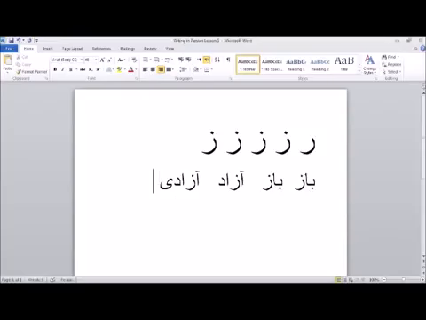Now, z, a, n, b, u, r. Zanbur. Zanbur means bees. Something funny is that if you write it like this, z, a, n, which means zan, and then you say zane, b, u, r, zanebur, would be different from zanbur. Zanbur means bees. Zanebur means a blonde woman. Zan means woman.